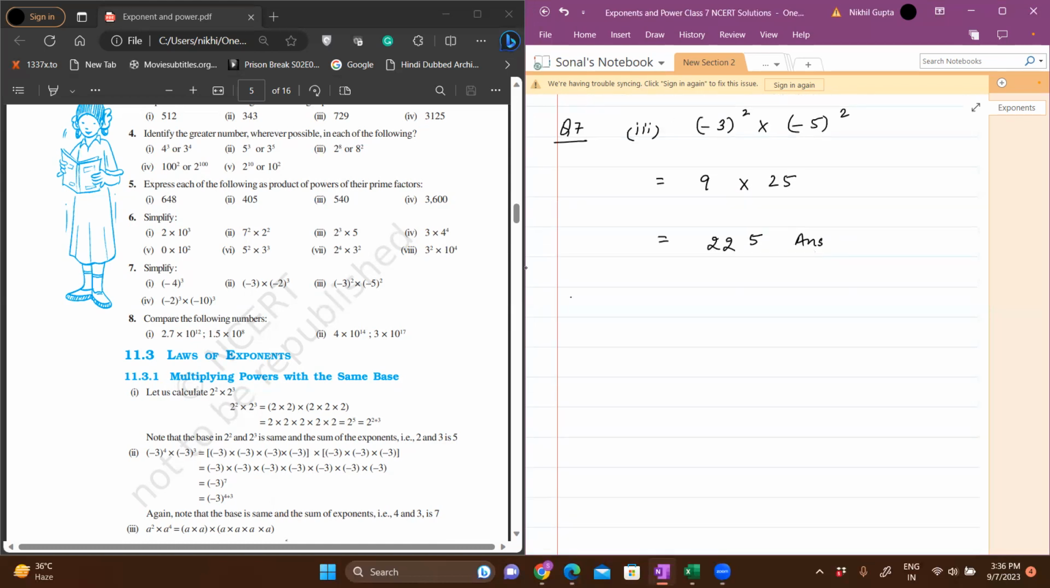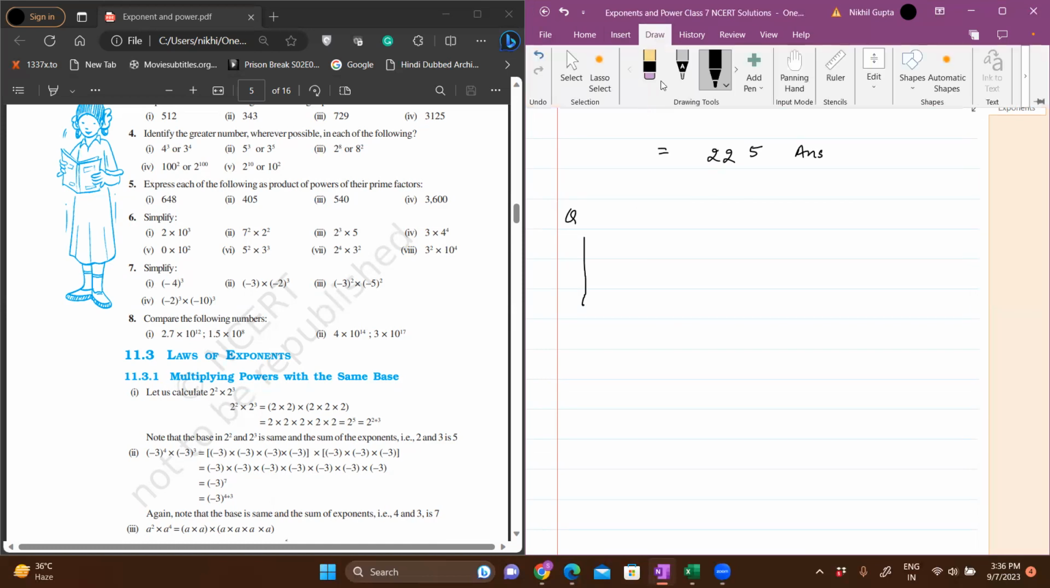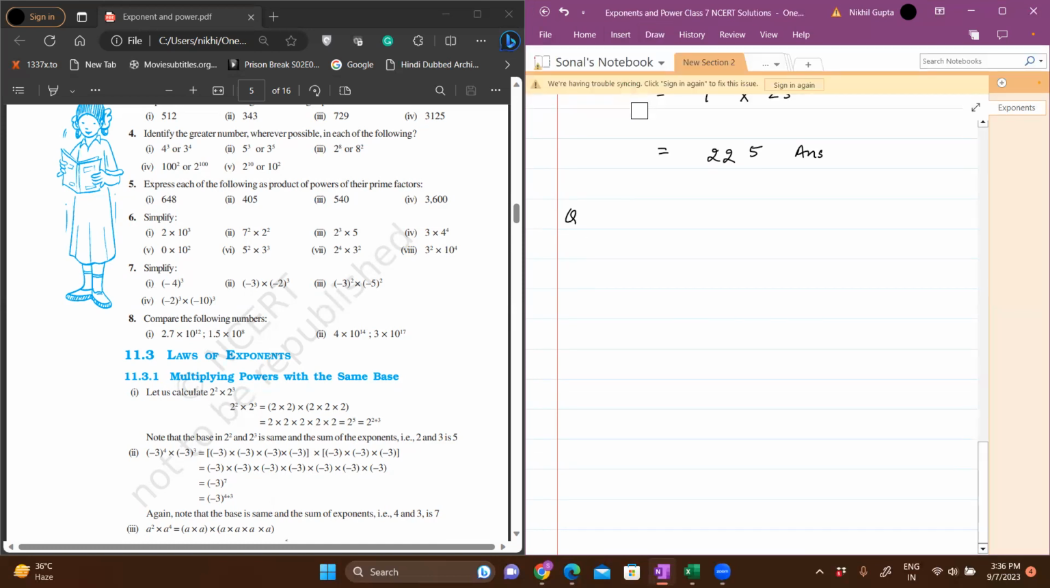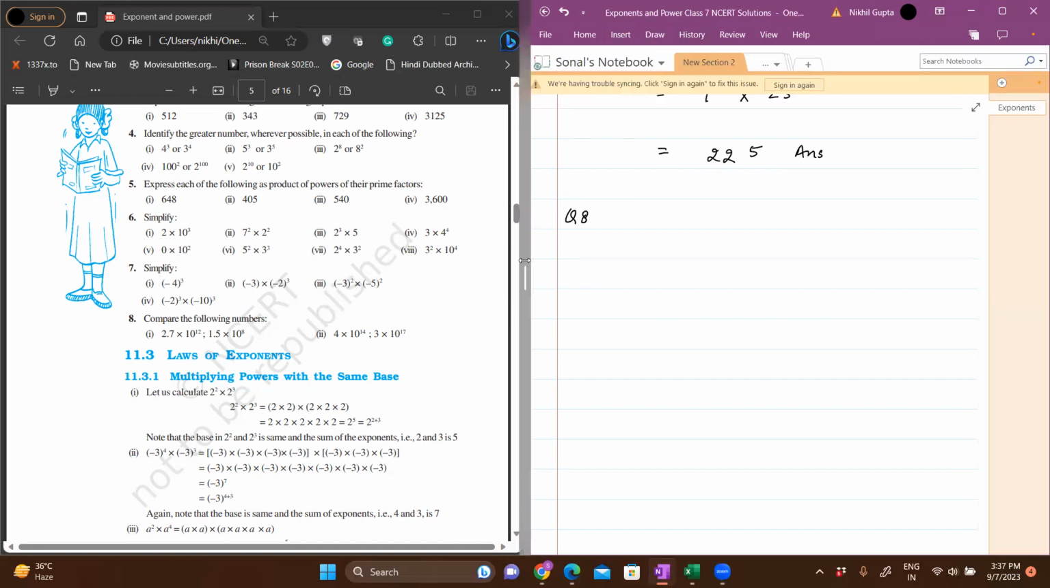Next, we come to question number 8. You need to compare the following numbers. Just give me a second. Let me just erase this extra part that we have got. Now, question 8 says compare the following numbers. So, I am taking the second option, 4 into 10 to the power 14, and we are having the next number as 3 into 10 to the power 17.